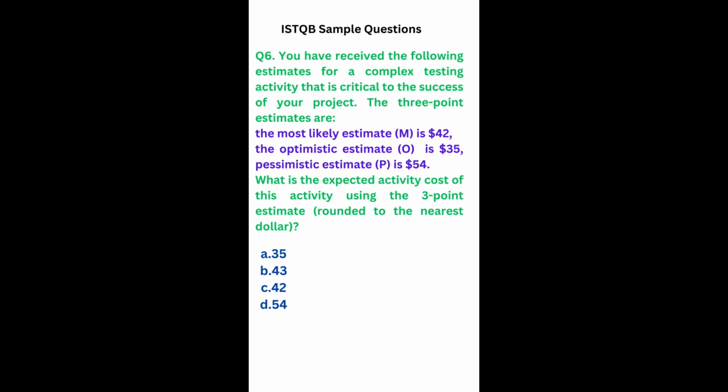Question 6. You have received the following estimates for a complex testing activity that is critical to the success of your project. The 3-point estimates are: the most likely estimate, M, is $42. The optimistic estimate, O, is $35. The pessimistic estimate, P, is $54. What is the expected activity cost of this activity using the 3-point estimate, rounded to the nearest dollar? Options. A. 35. B. 43. C. 42. D. 54. The answer is 43.